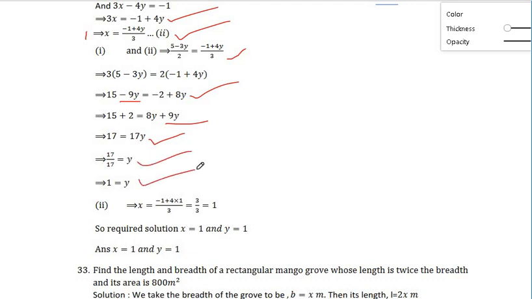Now to get the value of x, you can use 1 or 2. I have used 2. So in 2, x equals (minus 1 plus 4y) by 3, and we already got the value of y. So 4 minus 1 is 3, by 3 equals 1. So x equals 1 and y also equals 1.